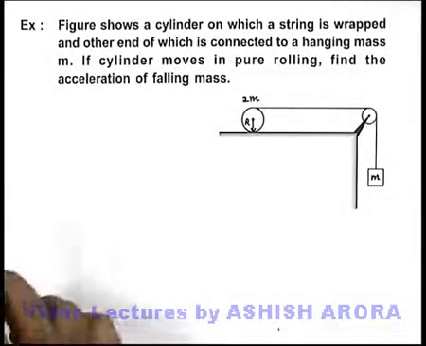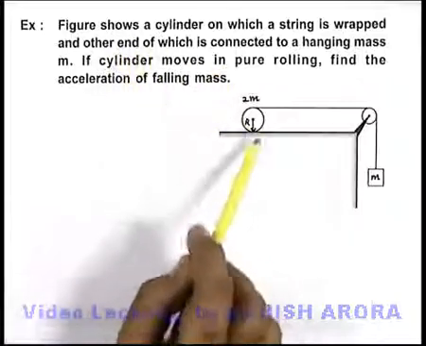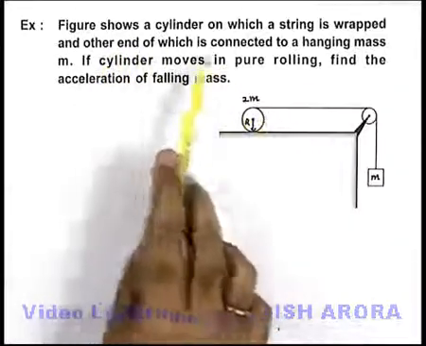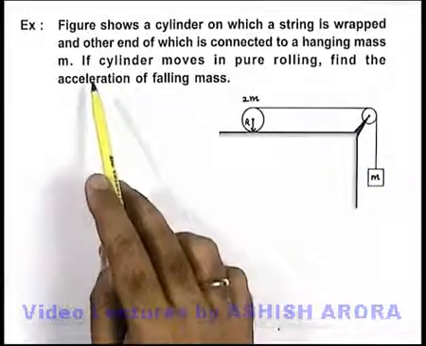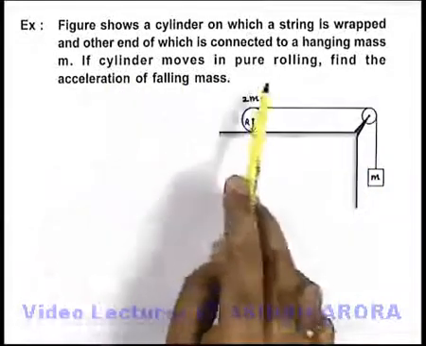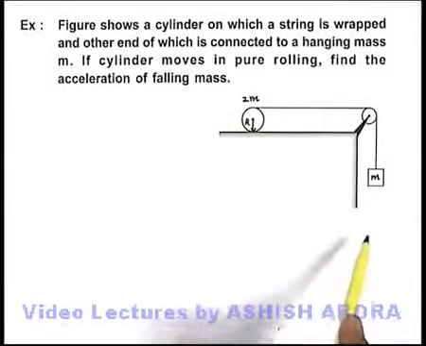In this example, we are given that a figure shows a cylinder on which a string is wrapped, and the other end of which is connected to the hanging mass small m. And it says if the cylinder moves in pure rolling, we are required to find the acceleration of this falling mass.